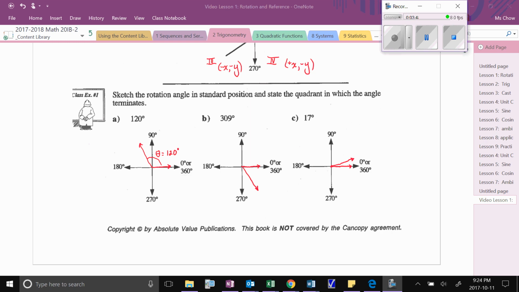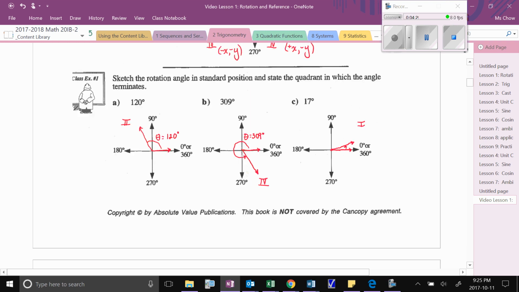So for our second angle, 309 degrees, we started with our initial arm. Because it's positive, we're going in a counterclockwise direction. 309 degrees is going to be 39 degrees into the fourth quadrant. And so that is our angle theta, which is 309 degrees. So again, that is going to be in quadrant 4. Going back to 120 degrees, we see that the terminal arm finishes in quadrant 2. For C, 17 degrees is just going up a little bit there, and so that is still in quadrant 1.